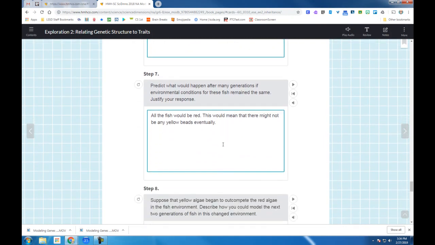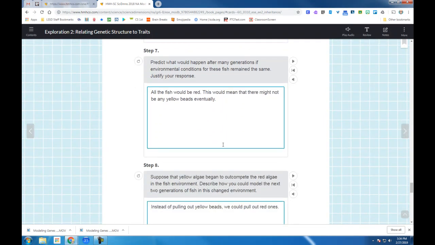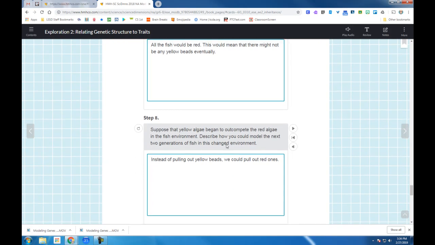Okay, predict what would happen after many generations. Well, if yellow kept being removed from the population, you would expect less yellow beads, or that trait, to be present. So I would guess over time that all the fish would end up red. You might even eliminate all of the yellow genes completely.